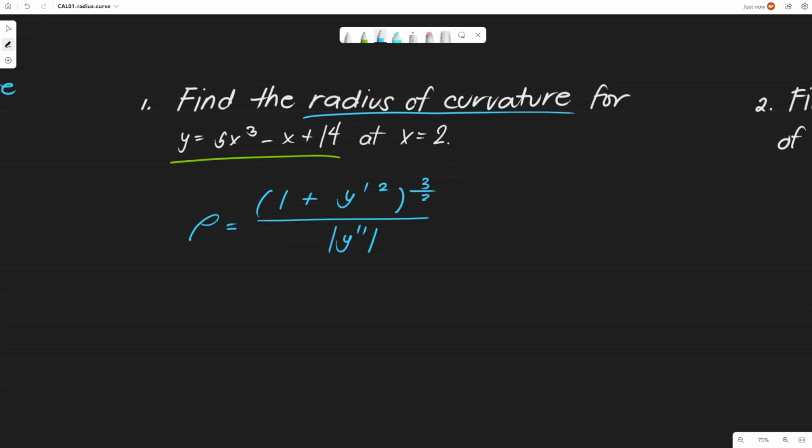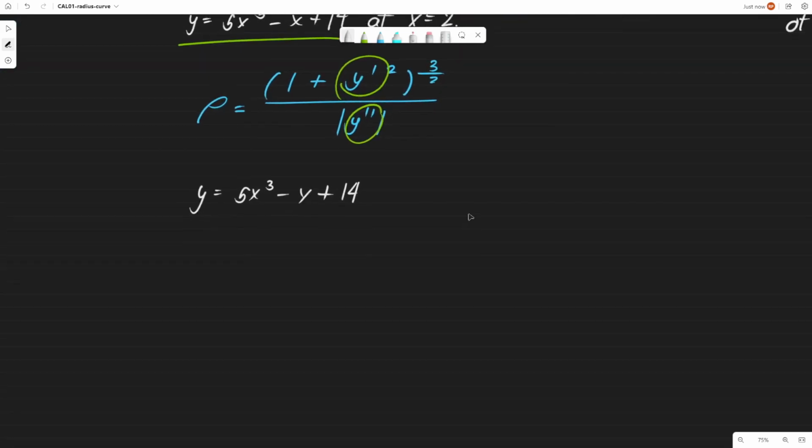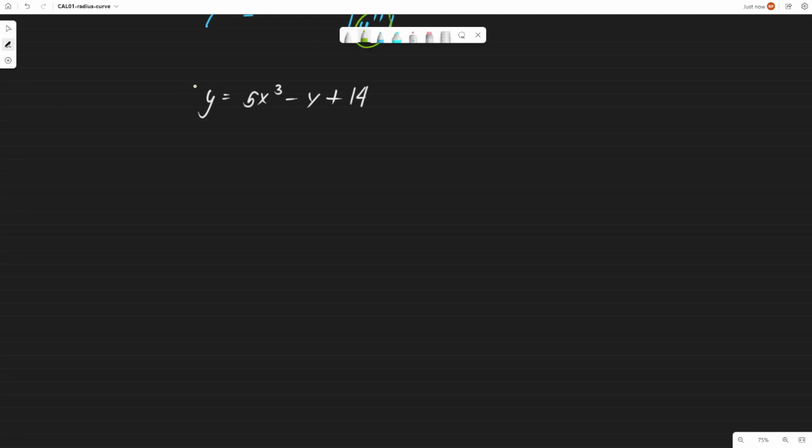So what do we need to get? Of course, we have our y prime and our y double prime. Where do we get those? Of course, from our function. So we have our original function, let me rewrite it: y is equal to 5x cubed minus x plus 14. Okay, so let's get the first derivative.